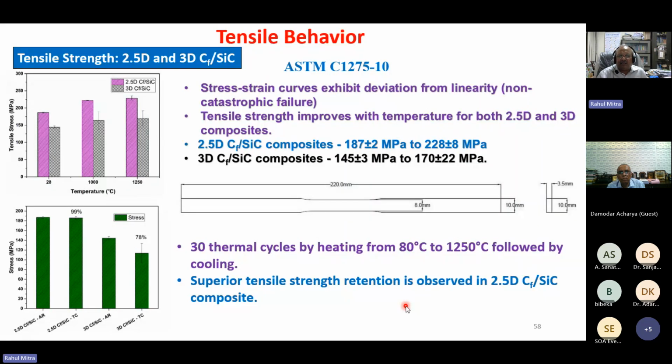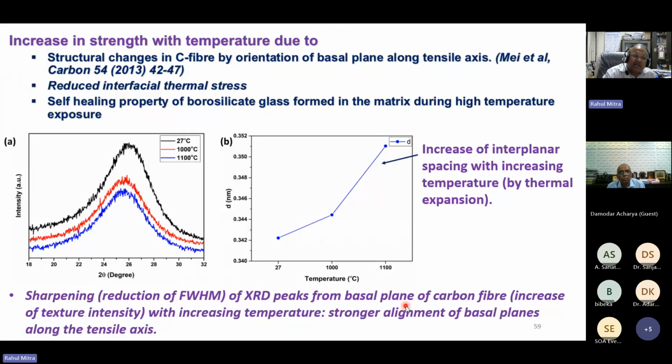So we tried to understand the results. Why does tensile strength increase with temperature? We looked at the carbon fiber peak in high temperature X-ray diffraction, and we found that they become sharper with increase in temperature, as you can see here. So that showed that this is basically the basal peak of carbon fiber. So the basal planes get oriented in a textured way, which is the strongest direction of carbon fiber, along the axial direction, and this would increase strength, and that has also been reported by others.